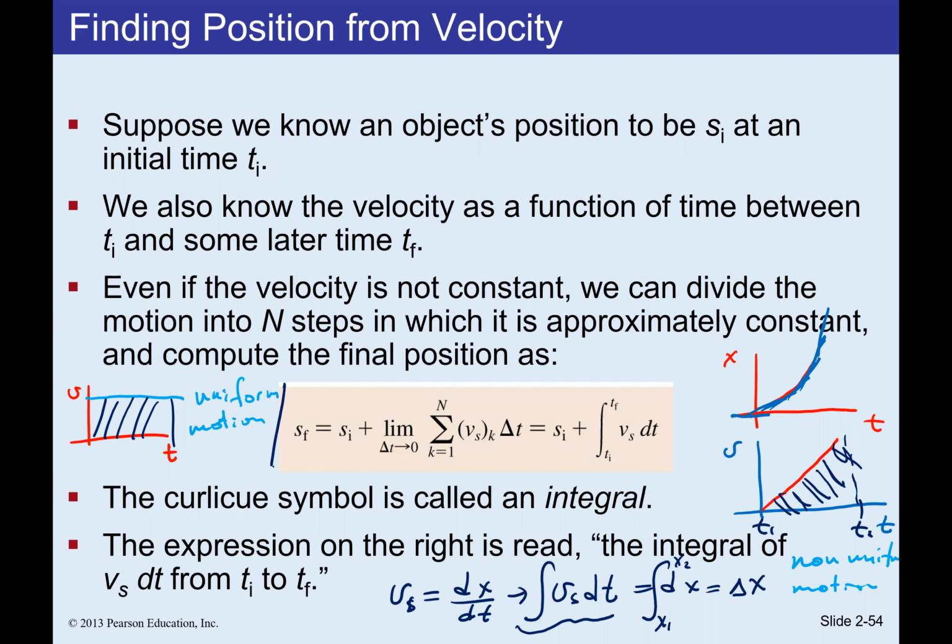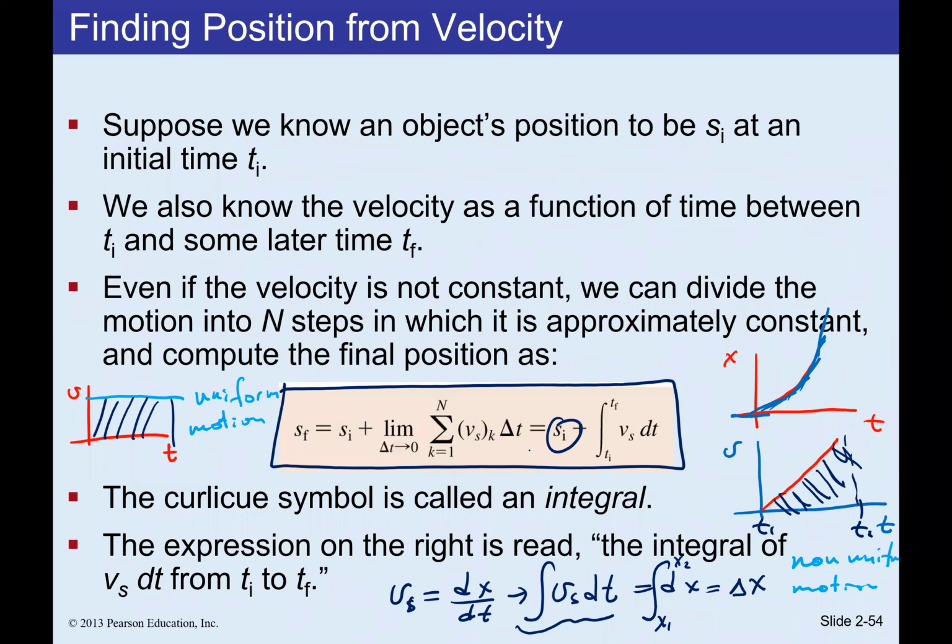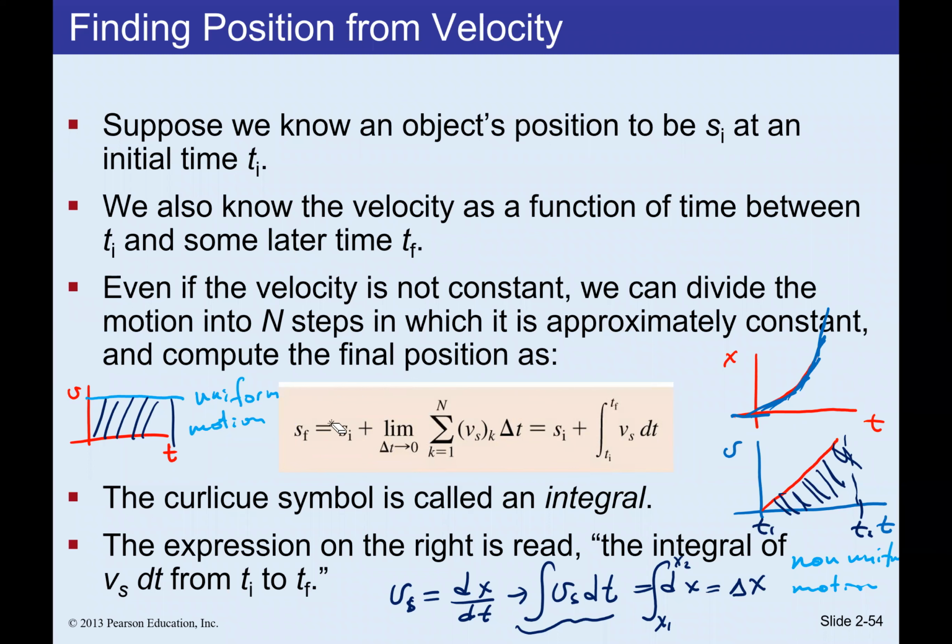That's why this equation here represents how to find your final position. This just moves the initial position to the other side. If you move it in the other direction, this becomes just delta s, which is equal to the integral of the velocity in time. All right, so that's one thing we have. That means you know how to go from one direction to the other.